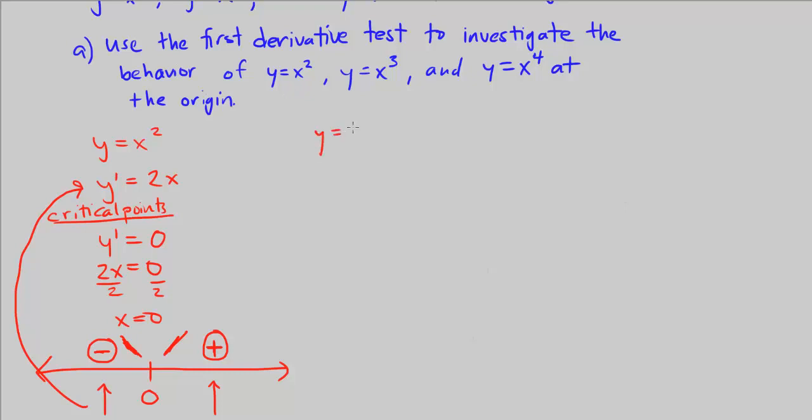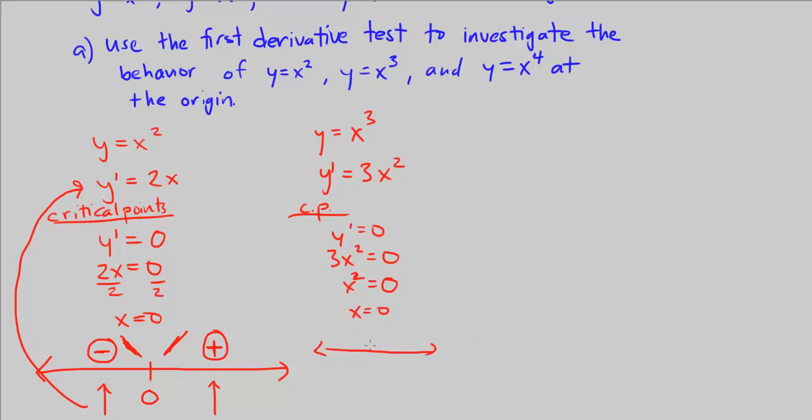Let's look at the equation y equals x cubed. The first part we always need to do is find the derivative, that's 3x squared. Then we want to find the critical points, CP, and that's y prime equal to 0, which is 3x squared equals 0. Solving for x, let's divide both sides by 3. We get x squared is equal to 0 over 3, or 0. Square rooting both sides, we get x is equal to 0.